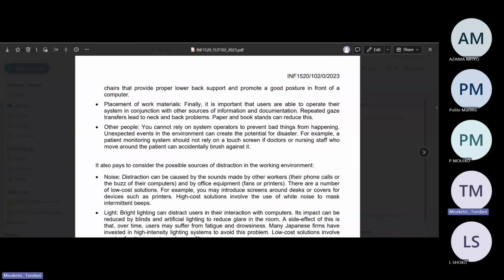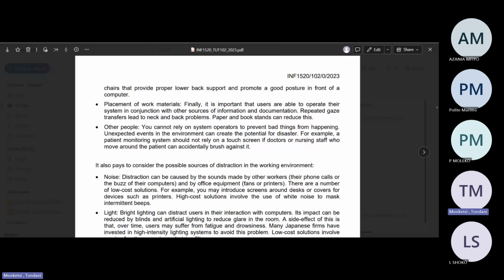Placement of work material. It is important that users operate their system in conjunction with other sources. So how a user organizes their desk so that they don't have neck problems, back problems caused by looking at different ways. So these days, most people use a laptop stand to raise the screen to an eye level so that they don't constantly have to be facing down.